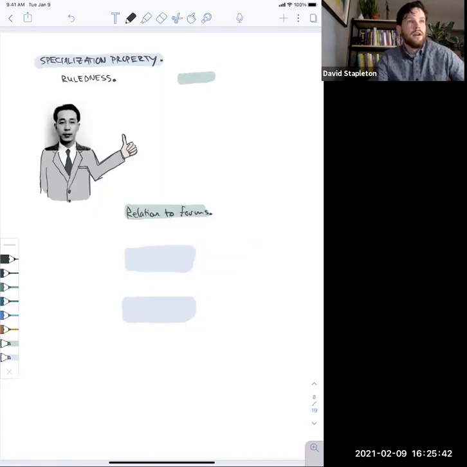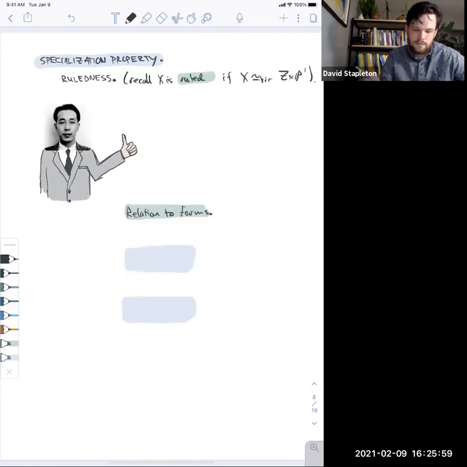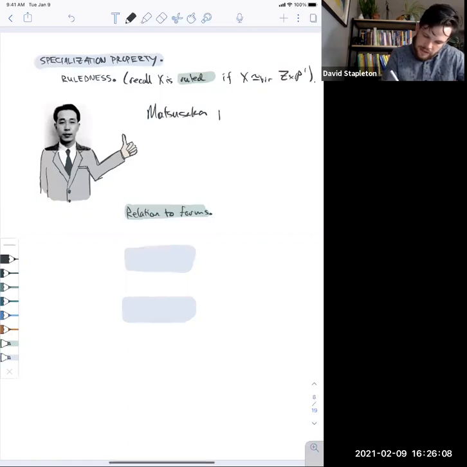So the first point is that the property of being ruled specializes well in families. So recall that X is ruled if X is birational to Z cross P^1. Okay, so Matsusaka proved that ruledness specializes well.